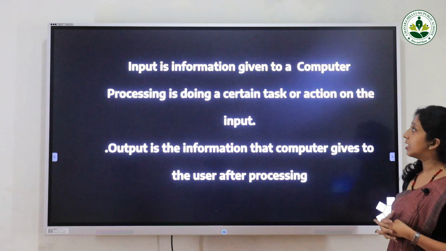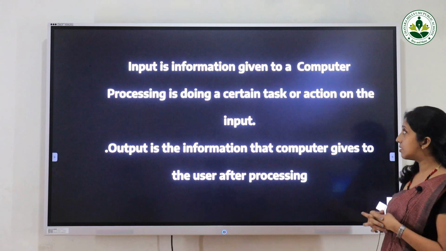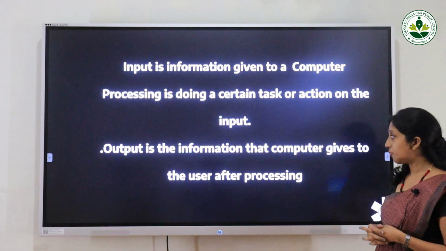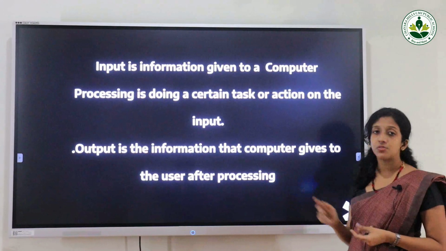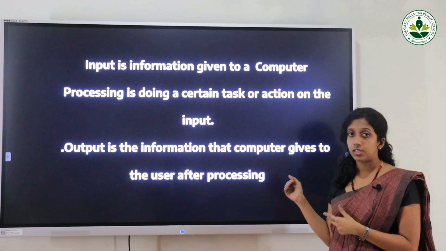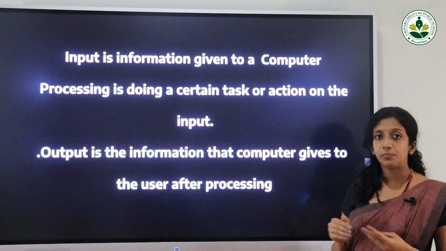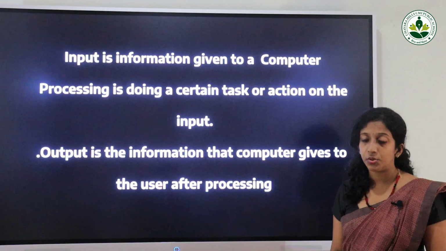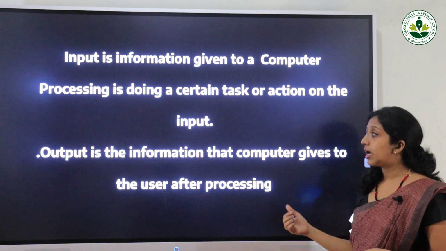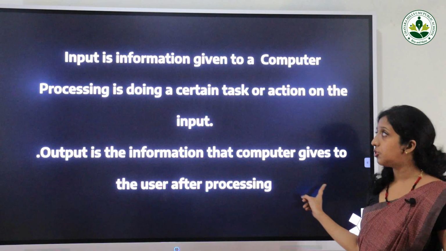So input is the information given to a computer. Processing is doing a certain task or action on the input. Output is the information that the computer gives to the user after processing. You know these three things, they are very familiar to you. Input is the information that we give to the computer, process is what happens inside the computer, and output is the result that the computer gives to the user.